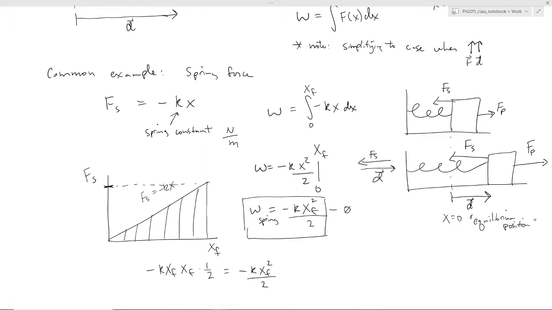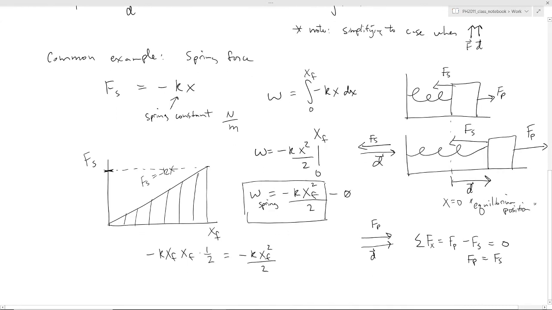The other work that we can talk about is the work that you've done by pulling on it. Now, in that case, your force pulling and the displacement are in the same direction, although those are the same size, right? Because if you look at the sum of the forces in x, you would have the pulling force minus the spring force. And just like in lab, if you're just pulling on it and it's not accelerating, this would equal 0. So these forces have the same magnitude, but they're in opposite directions.